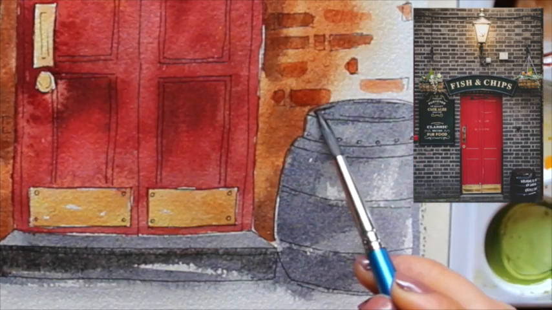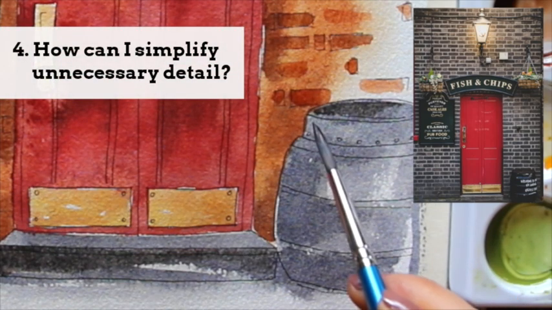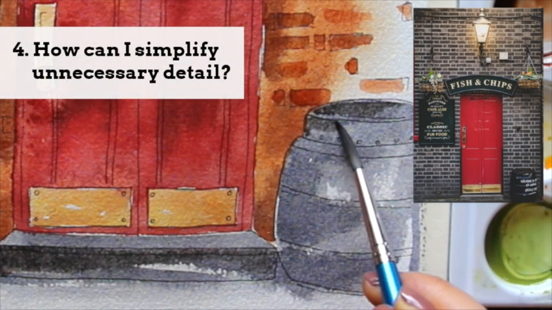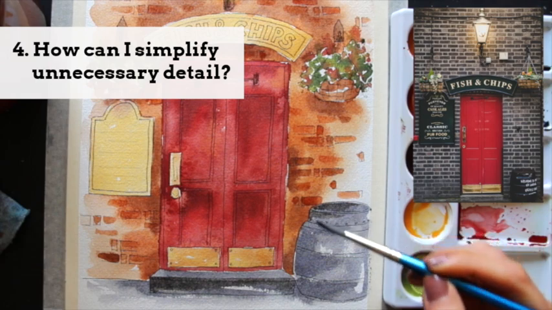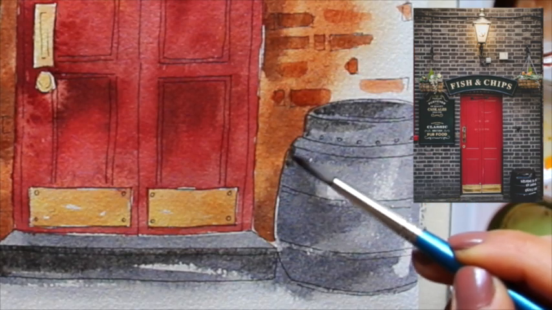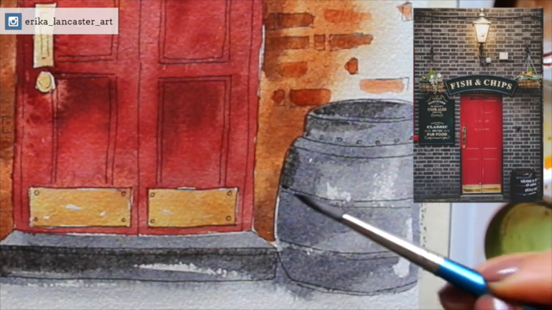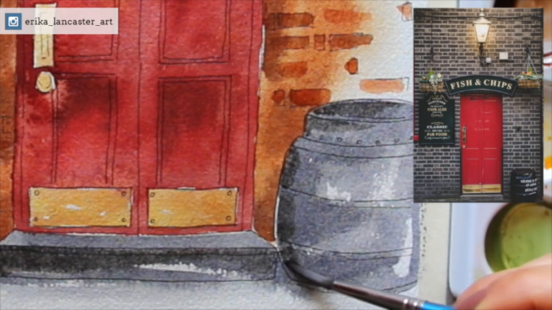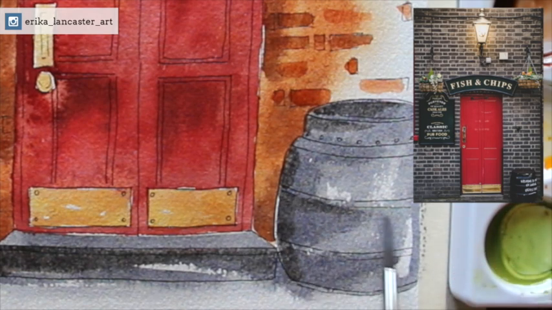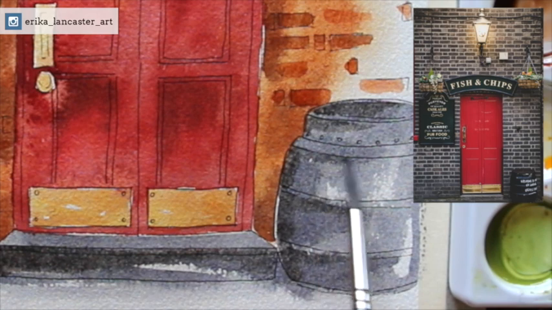Moving on to question number 4, and this one is: are there any distracting or confusing elements that are taking away from the focal point or not adding anything to the composition? It is important to simplify unnecessary detail in order to give importance to what truly matters in the piece.